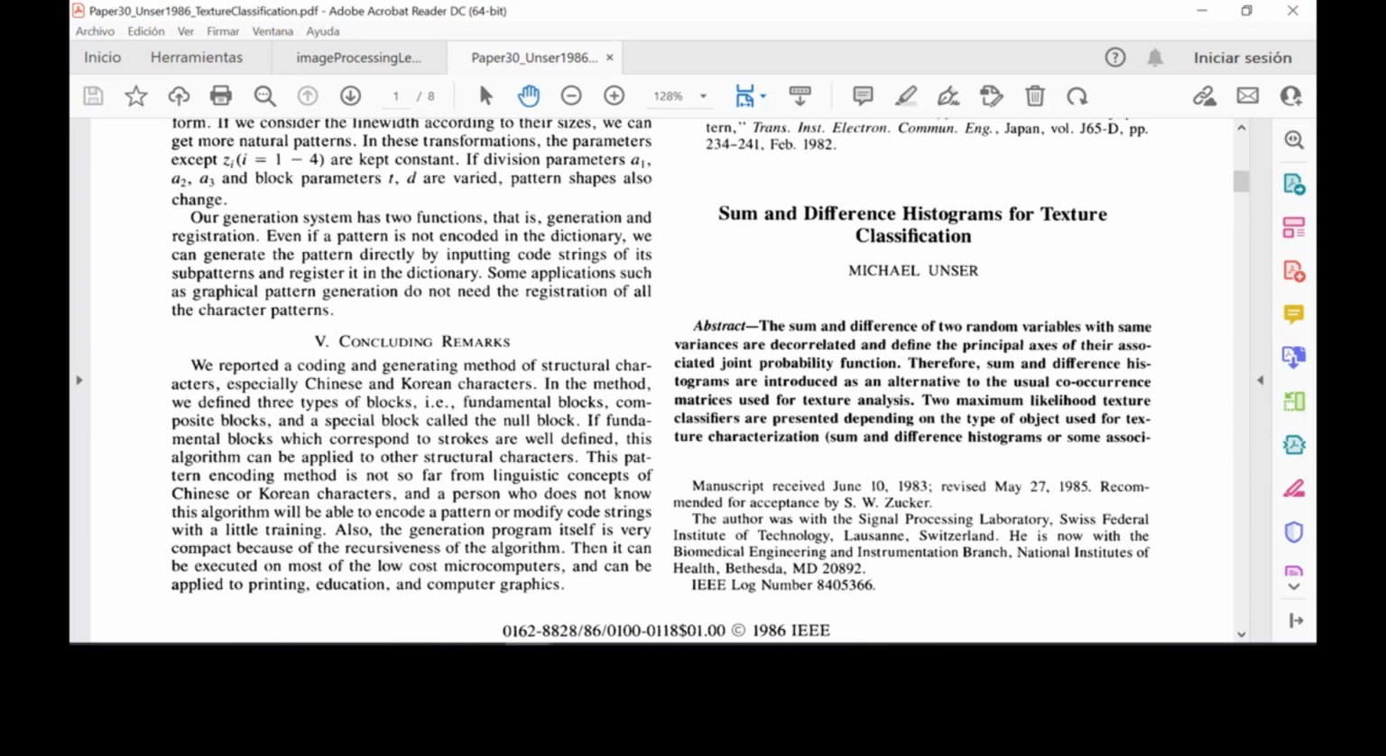What is the problem they want to solve? Computational speed and requirements for texture processing. Okay. So what is a texture?